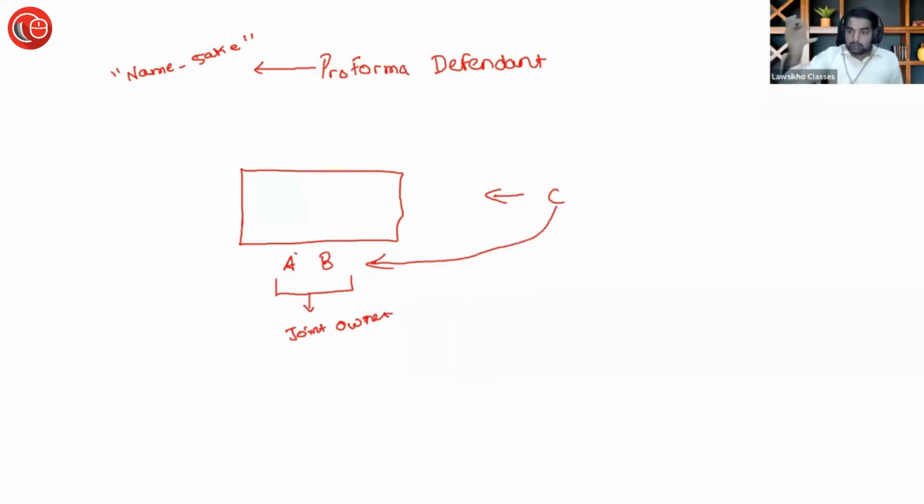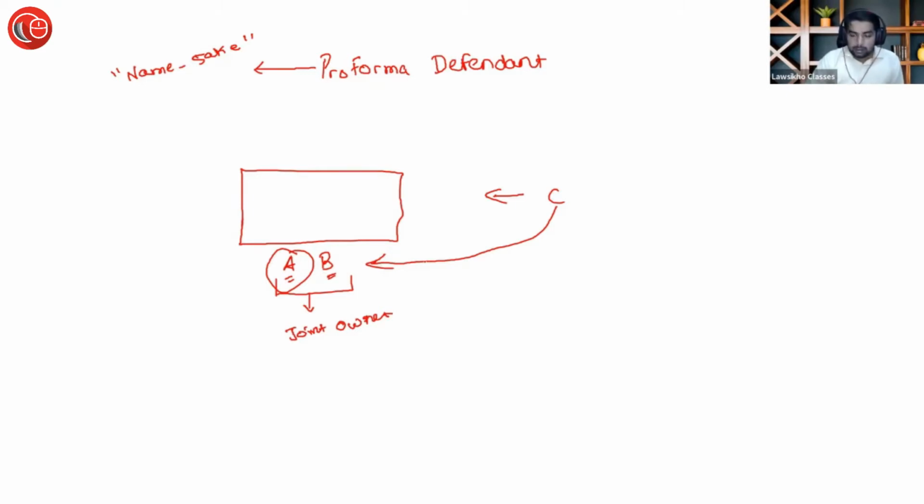A gets furious that how dare C kick us out? This is our property, our land. We are the joint owners. This is not done. So A decides to file a suit against C. A बोलता है कि I'll file a suit against C. B says, boss, I am not going to get myself involved in it. You do whatever you want. I won't go out with you and file a suit.